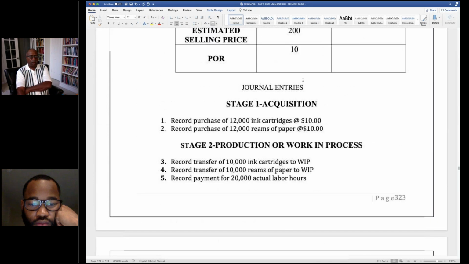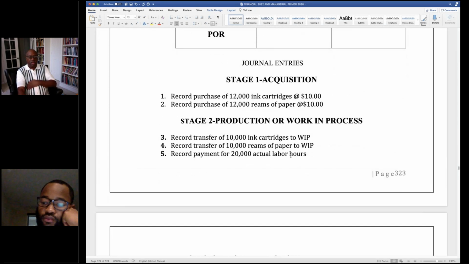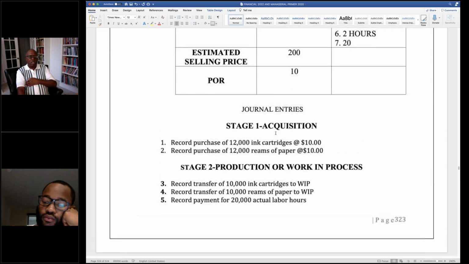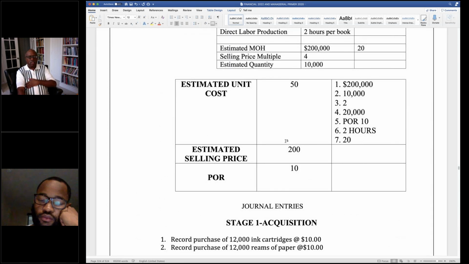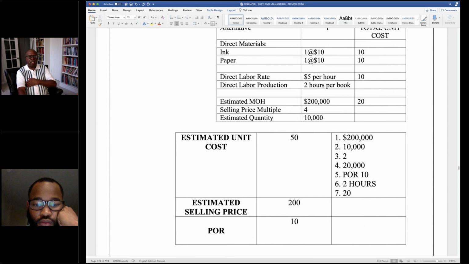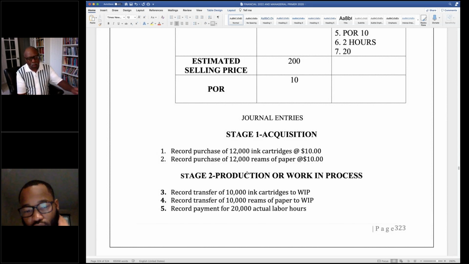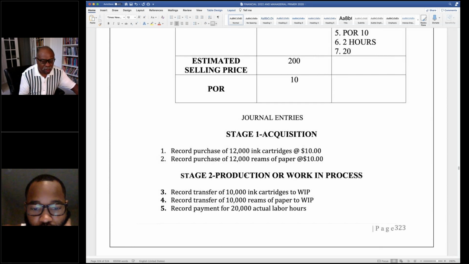Okay. Stage 1 is over. We'll go to stage 2. In stage 2, because we're making 10,000 units, and each unit takes one ink cartridge, we're going to transfer in just 10,000 ink and 10,000 reams of paper. We bought more, but that's all we're transferring in.